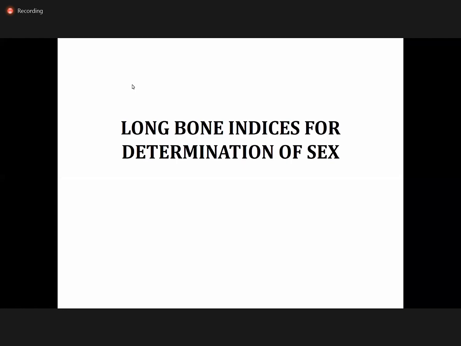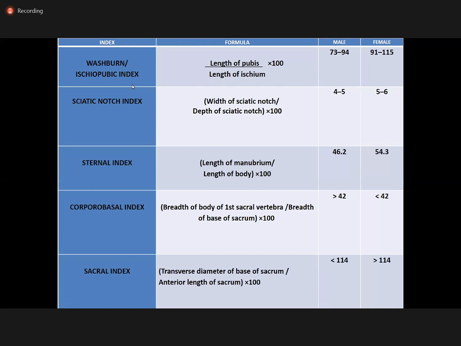Then long bones for determination of sex. This is given in a tablet so you can easily memorize and remember it. The first one is the pubic index. This is important and it is also known by the name of Washburn's index. So sometimes in MCQs they use the name and you say, oh, this is not what we have learned, but the pubic index is the same. It is calculated as the length of the pubis divided by the length of the ischium into 100, ranging from 83 to 90 in males and 91 to 150 in females.